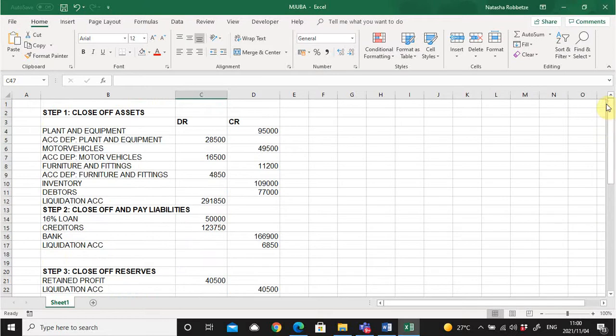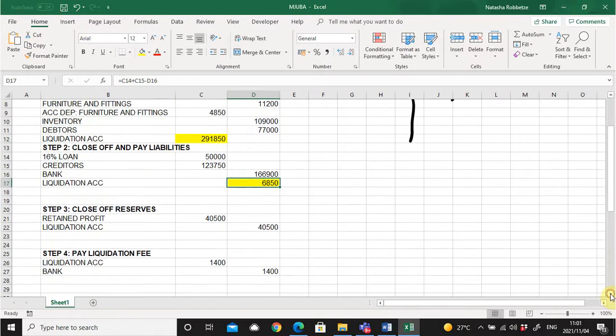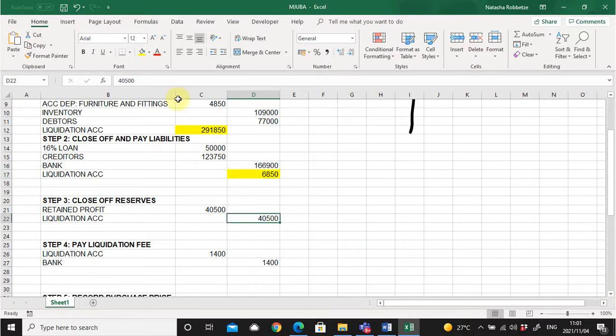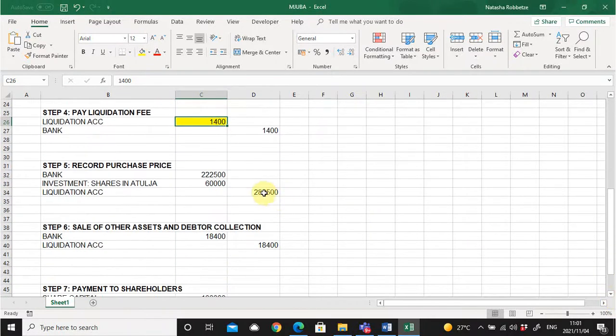So please remember, with a liquidation account, the credit side is an increase and the debit side is a decrease. If I look at the accounts, there was a decrease there. I'm just going to highlight all the amounts in yellow. Then we had an increase in the form of a discount that was granted to us. Then we had another liquidation account increase. We had a decrease in the form of an expense to pay for the liquidation fees. Then we had an increase of 282,500, and we also had an increase of 18,400.